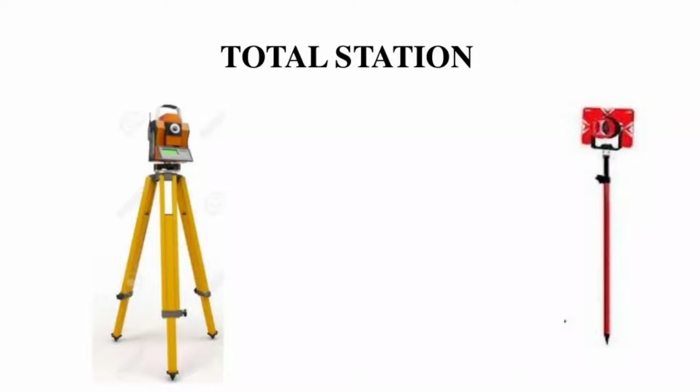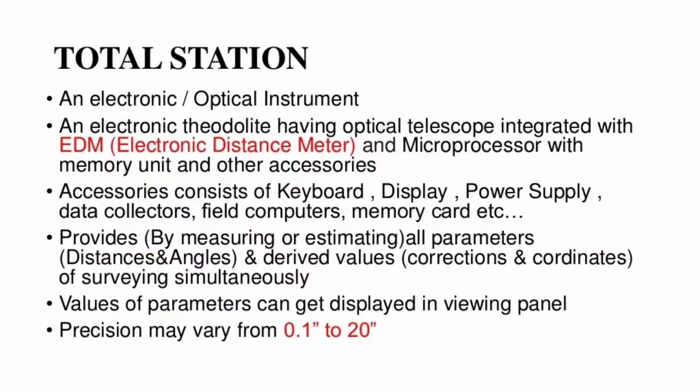Then one is total station. As discussed earlier, total stations are capable of measuring angles and distances and combine an electronic theodolite with the distance measuring system and a microprocessor. So the total station is an electronic optical instrument.